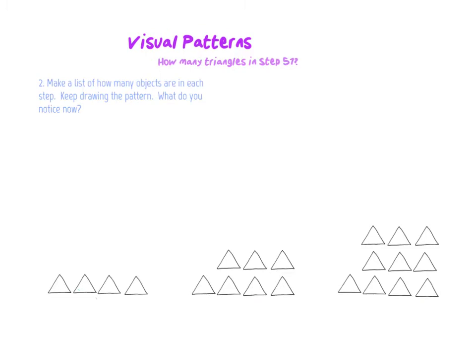So here, I've decided to make a list of how many objects are in each step. So that's the first thing I'm going to do, I'm going to look at this list. So again, looking at each step here, step 1 I know has 4 triangles. Step 2 has 4 and 3, so 7 triangles. Step 3 has 4 plus 3 plus 3, which would be 10 triangles. Well, what I'm noticing is that each time I'm adding 3.